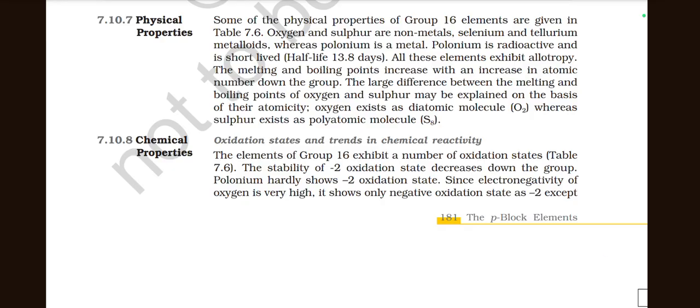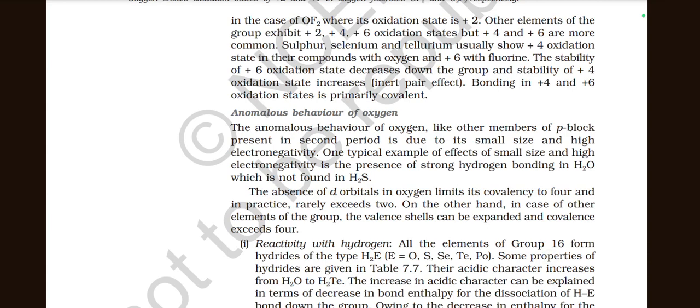Chemical properties. Oxidation states and trends in chemical reactivity. The elements of group 16 exhibit a number of oxidation states. The stability of the -2 oxidation state decreases down the group. Polonium hardly shows the -2 oxidation state. Since the electronegativity of oxygen is very high, it shows only the negative oxidation state of -2, except in the case of OF2, where its oxidation state is +2. Other elements of the group exhibit +2, +4, and +6 oxidation states. +4 and +6 are more common.